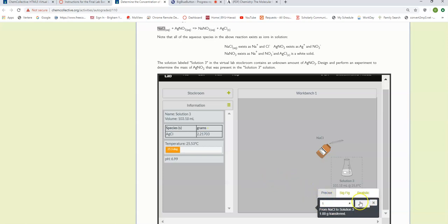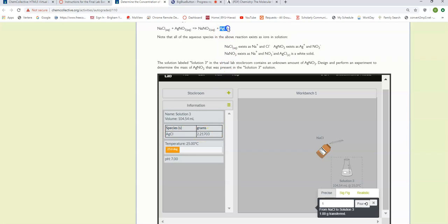Okay, so I put it in. I clicked it, and I can click it a couple more times, but it's not increasing. Why isn't it increasing now? It's run out of silver to react with. That's right. So now this is how many grams of silver chloride I have in my vessel.